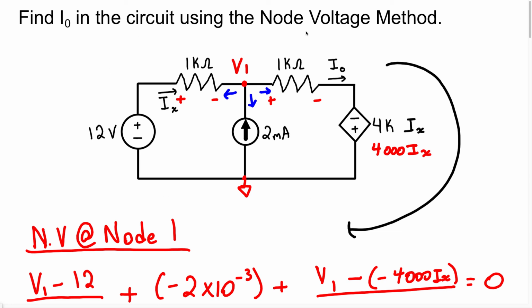So there are so many ways to calculate the current IO in this particular problem. I want you to see you have options, right? Whatever options you want to go with, that way, because you're always going to get the right answer once you follow the right procedure and you do everything correctly.